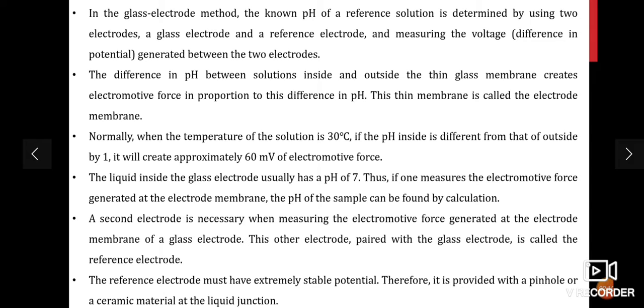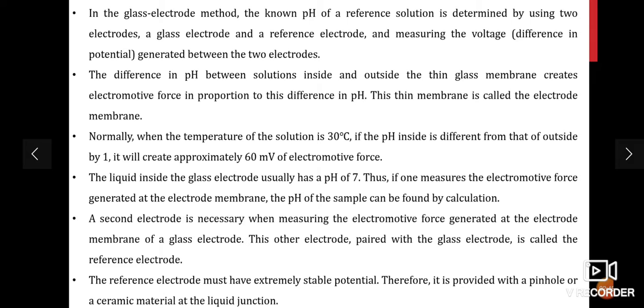the pH of a solution is determined by using two electrodes, a glass electrode and a reference electrode. Here we can use any reference electrode like calomel electrode or standard hydrogen electrode, and measure the voltage generated between the two electrodes. The difference in pH between solutions inside the glass electrode and outside the thin glass membrane creates an EMF in proportion to this difference in pH. This thin membrane is called the electrode membrane.